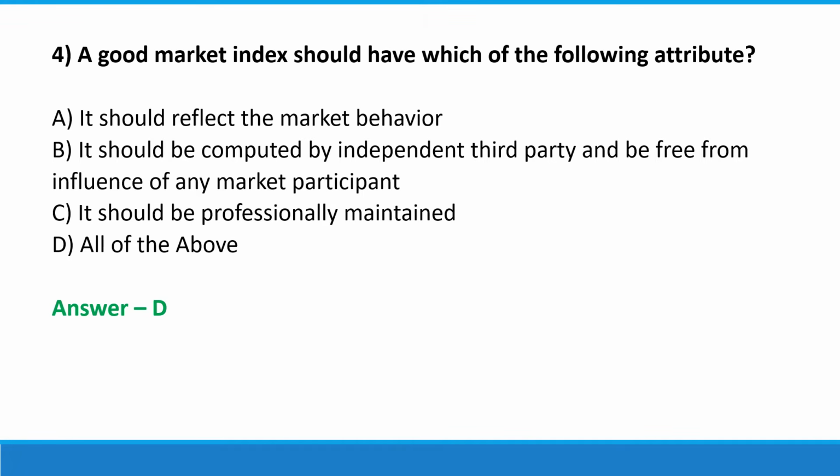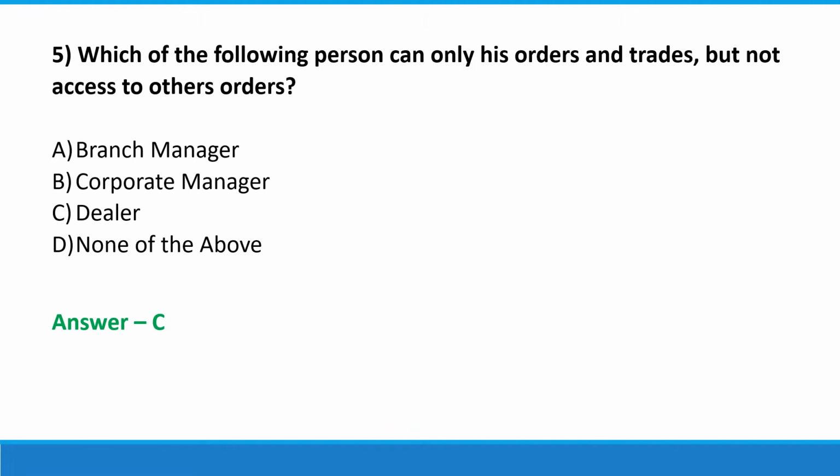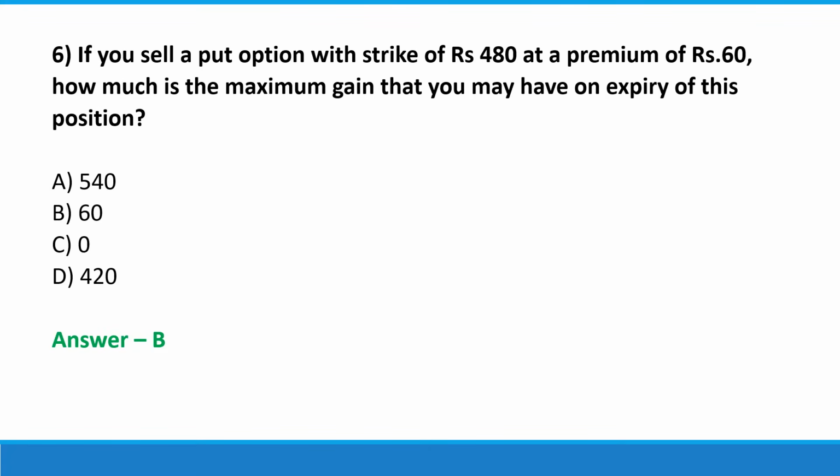Next question. Which of the following persons can access only his own orders and trades but not others' orders? Option A, branch manager. Option B, corporate manager. Option C, dealer. And option D, none of the above. Option C, dealer. If you sell a put option with a strike of 480 rupees at a premium of 60, what is the maximum gain that you may have on expiry of this position? Option A, 540. Option B, 60. Option C, 0. And option D, 420. The correct answer is option B, 60.